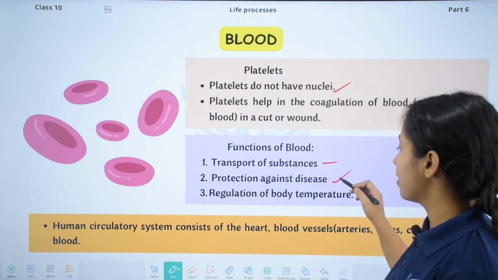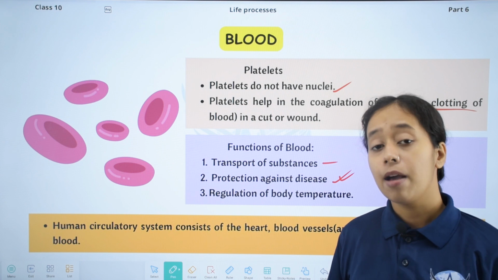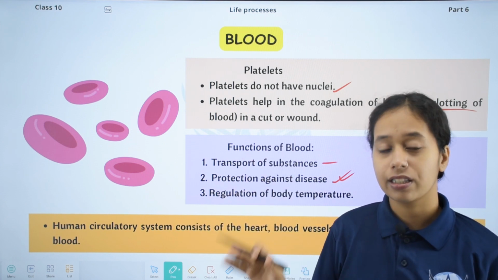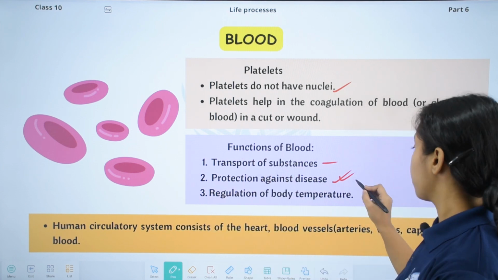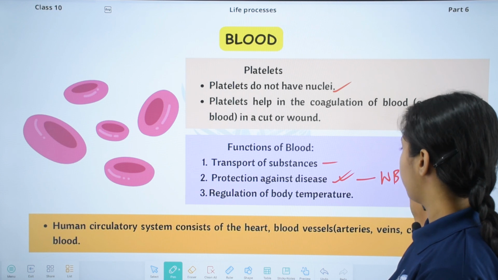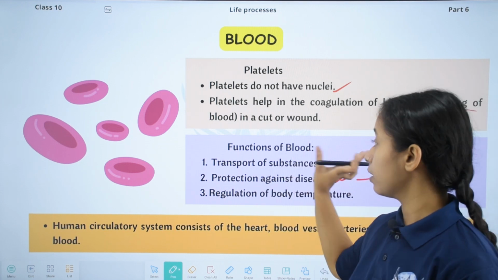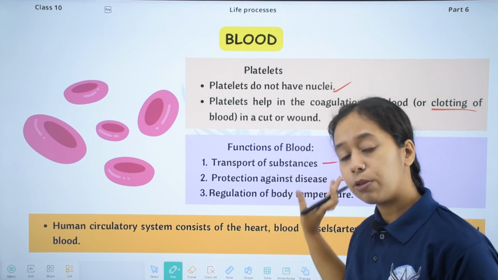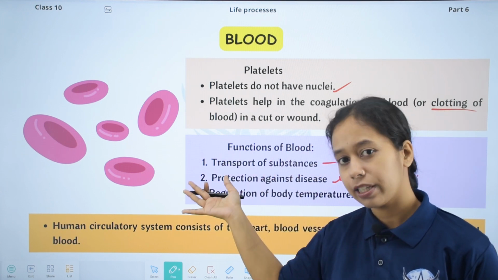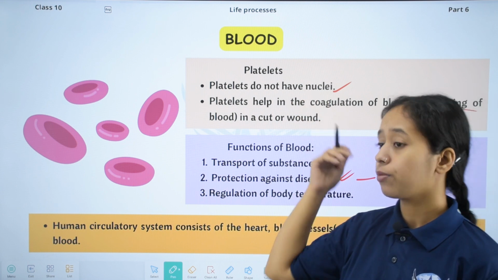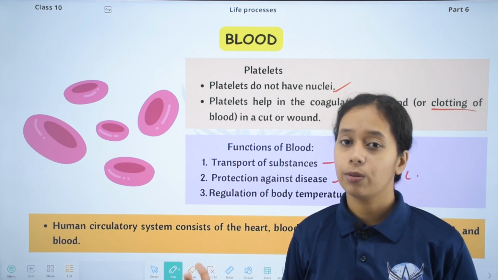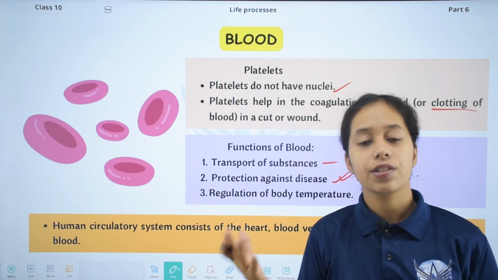Protection against diseases. Who protects against diseases? Blood, or inside it the WBC, the soldiers of our body. They protect against diseases. Directly we say blood, but it is the WBC point that matters; RBC does not protect. Platelets also protect because they prevent us from losing too much blood.